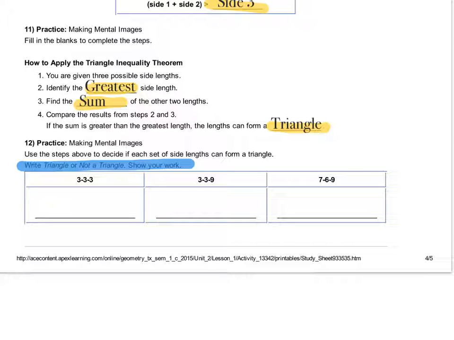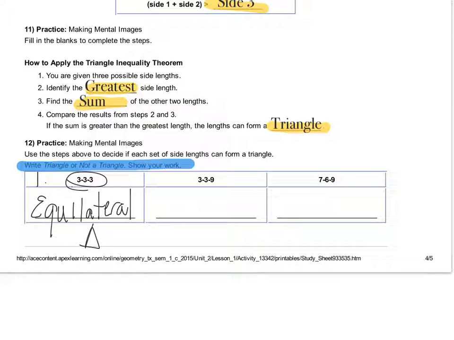Practice 12 says use the steps above to decide if each set of side lengths can form a triangle. So you're going to write triangle or not a triangle, and we're going to show our work. Okay, so here we go. The first one that we have here is going to be sides 3, 3, and 3. And that has to make a triangle. And on this one, I'm going to put something a little bit special besides just the word triangle. It's actually going to be an equilateral triangle, because all the sides are the same.